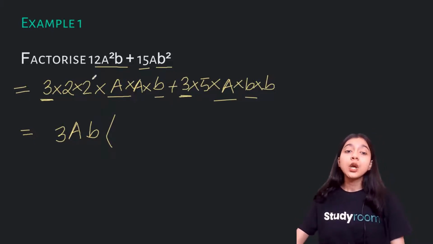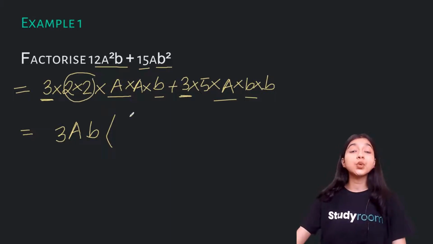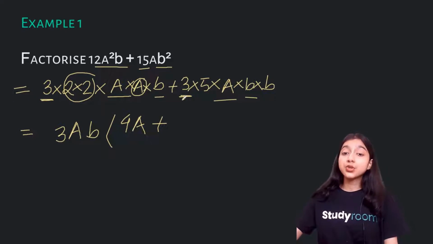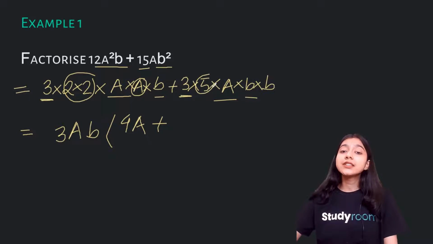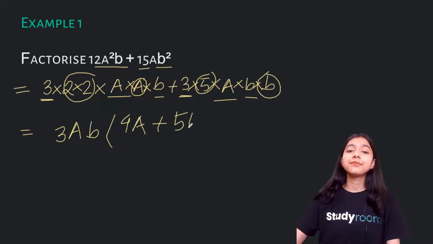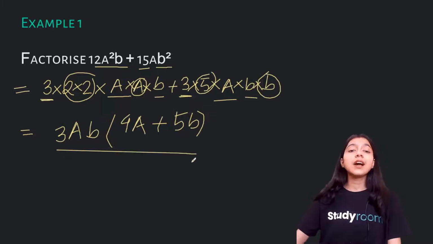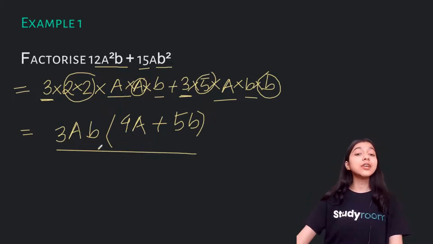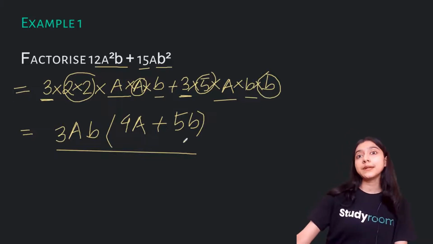What are we left with? We are left with this 2 multiplied with 2 which gives us 4 and this capital A. So we have 4 times A. Now we'll give a plus sign because we have a plus sign over here. Now from the second term, we have taken 3, A and B outside. So we are left with this 5 and small b, that is 5b. So this will be our answer of the algebraic expression in the factorized form, that is 3ab multiplied with 4a plus 5b.